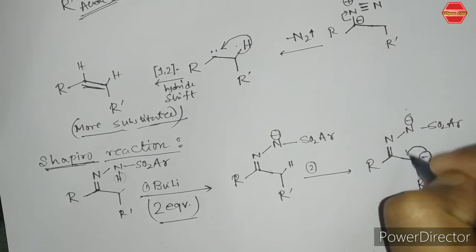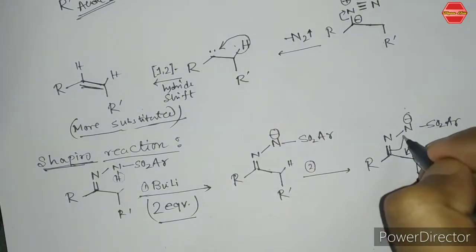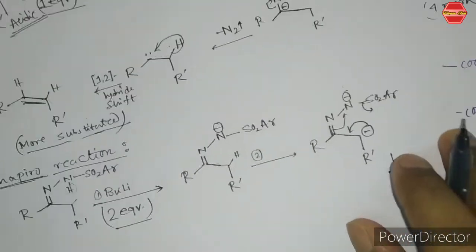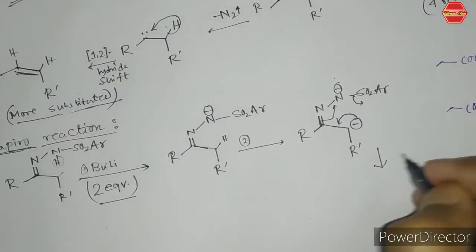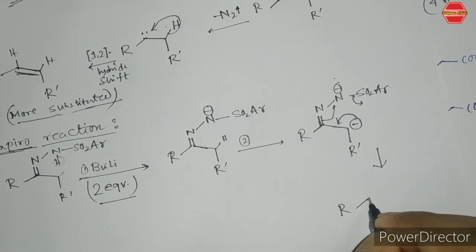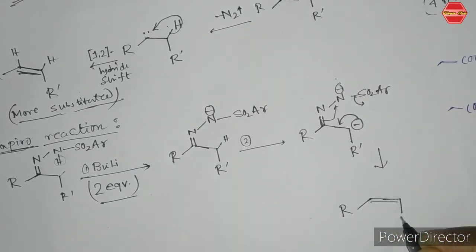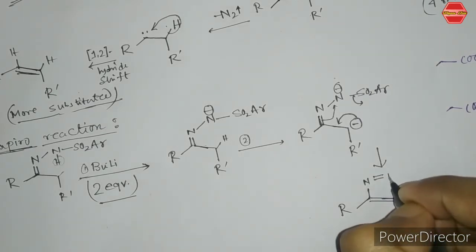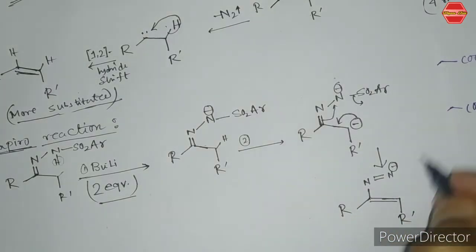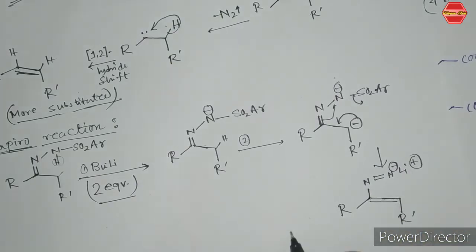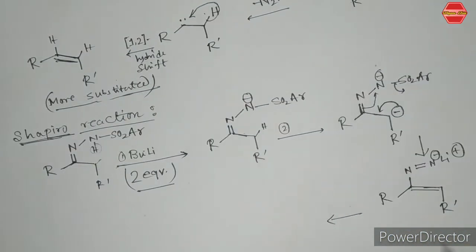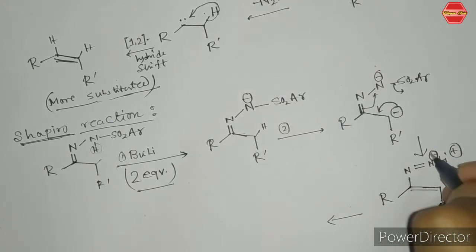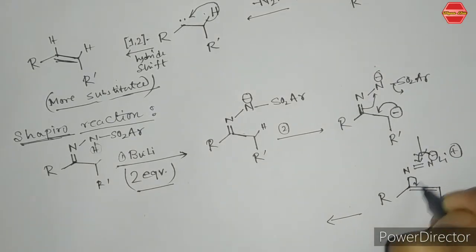Now the negative charge can go here, and there is a leaving group, I already told that. After that, this type of structure forms, with a double bond and the minus charge here, and the Li plus is coordinated with it. Now see what happens in the next step.